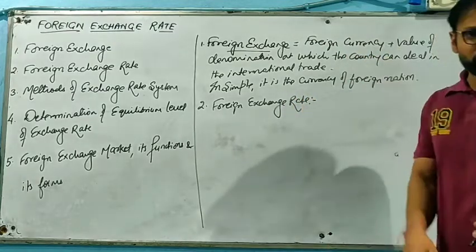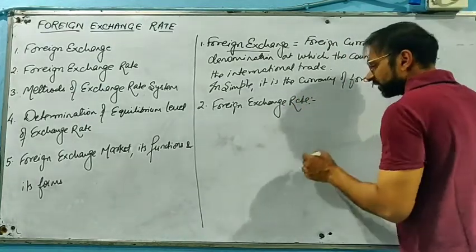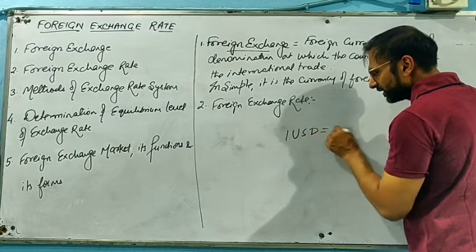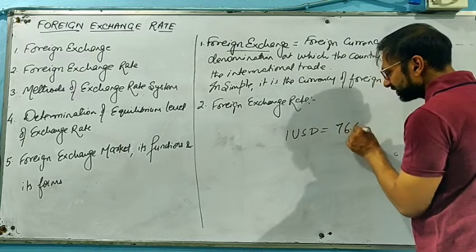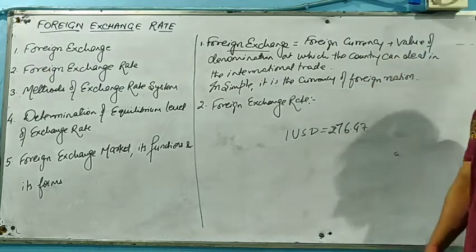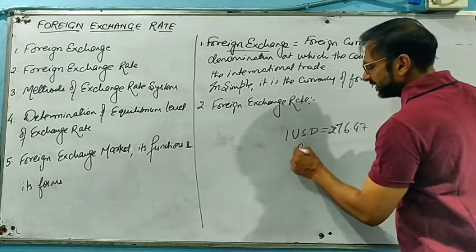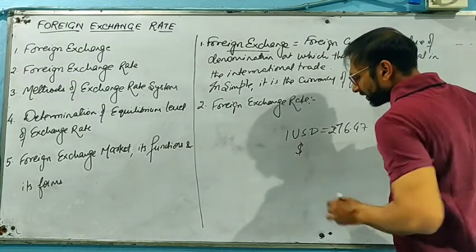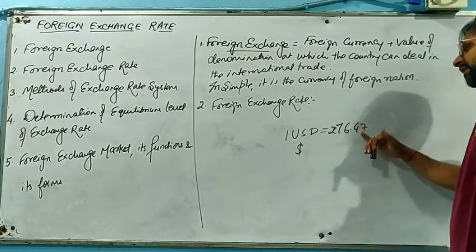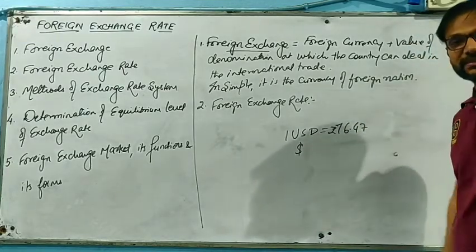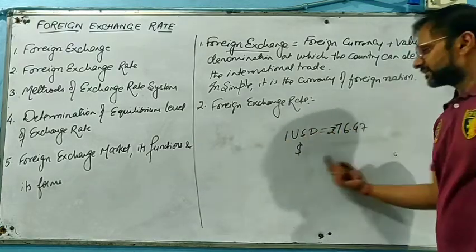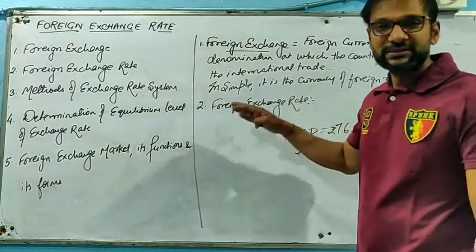It refers to the rate at which the currency of one country can be exchanged with the currency of another country. For example, if we say that $1 can be exchanged with 76.47 rupees at present, that is the rate, right? We can say this rate will be termed as foreign exchange rate.